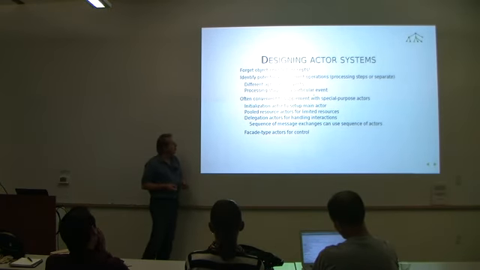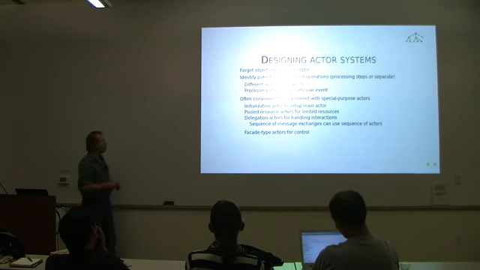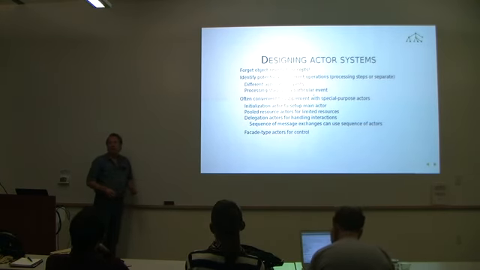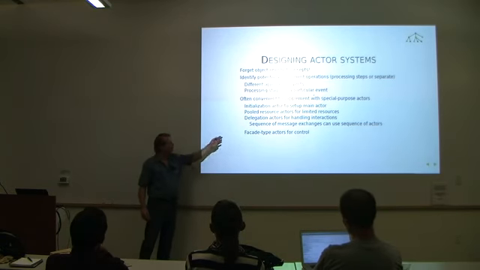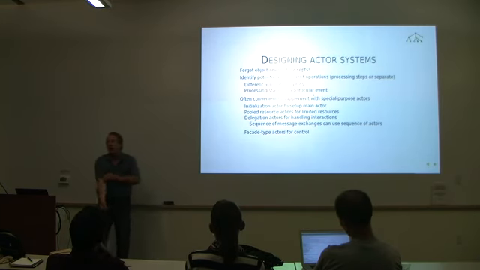Facade type actors for control. Well, one example of that is, for instance, for controlling capacity handling or something like that. If you're doing a web service, let's say, and you find you're getting overloaded, maybe you want an actor at the front end that monitors response times. And if response times start getting too high, it starts rejecting requests up front rather than waiting for them to time out or anything like that.